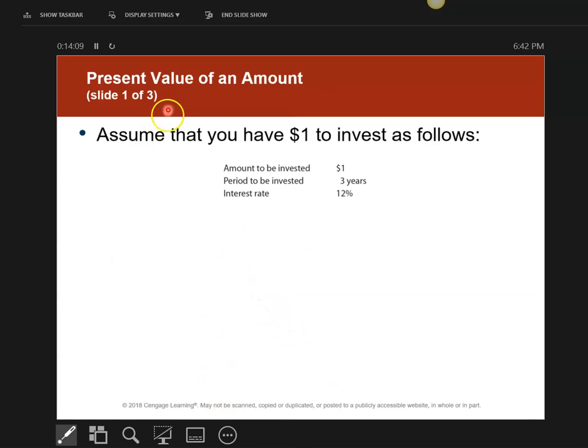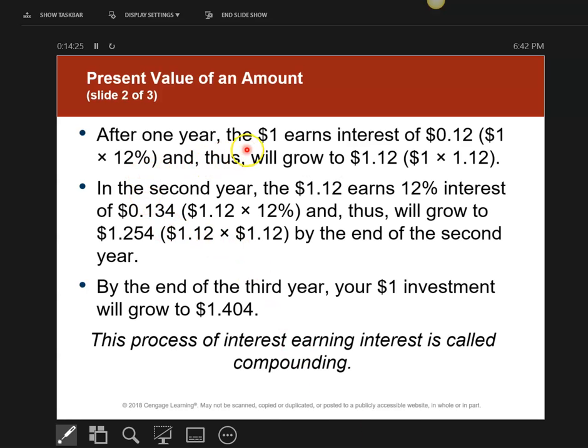So just to talk about present value of an amount, let's make the assumption that I've got $1 today that I can invest, and I can put it away for 3 years, and I'm going to get 12% a year. So after the first year, the dollar grows by 12%, which is going to be 12 cents. So at the beginning of year 2, I'm going to have $1.12, but it's going to also grow by 12%.